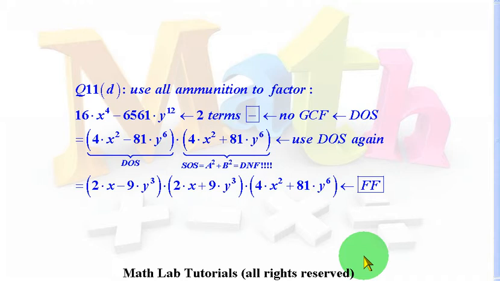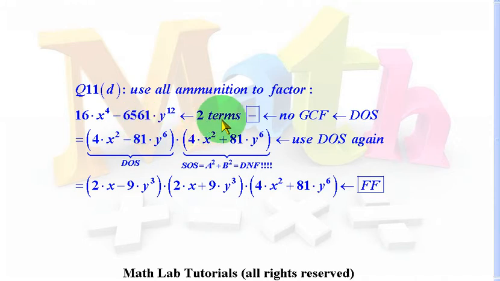Question 11D. Again, it's an all ammunition problem. So we're going to have to use all of our resources to do it. I notice that we have 2 terms and only 2 terms. I notice a minus sign in between. I notice even powers for the variables. And I notice that 16 and 6561 are both perfect squares.